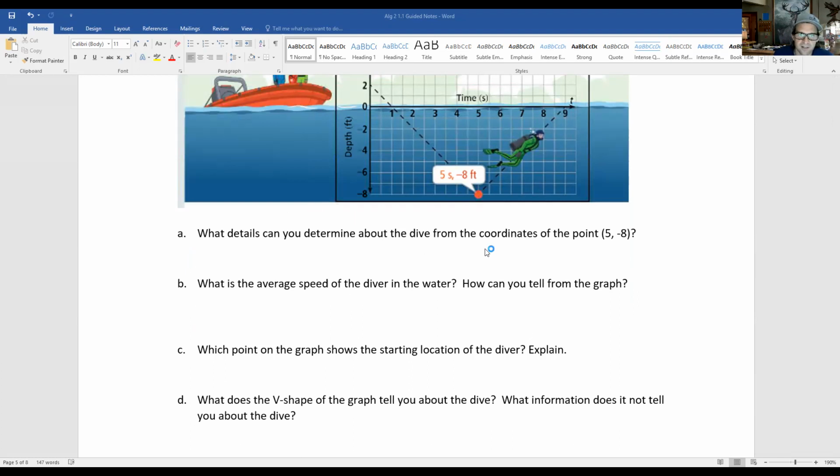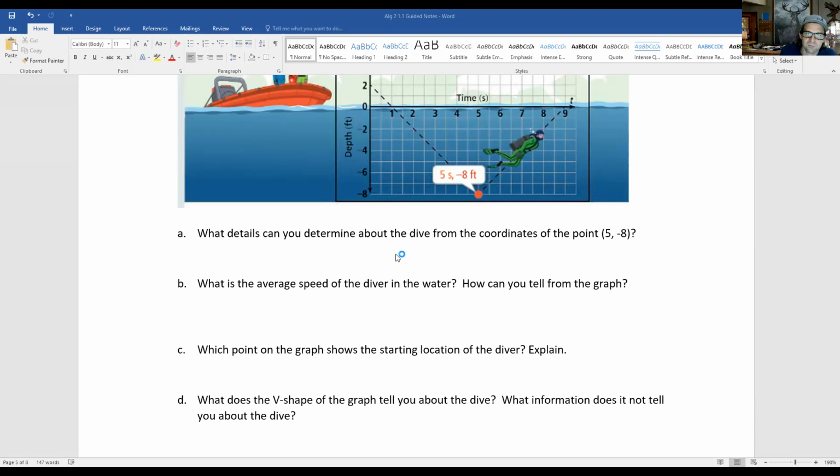All right, so what details can you determine about the coordinates at 5, -8? So there's a lot of different things we could write here. I'm going to put at 5 seconds, that's the lowest point. So at 5 seconds, she's at the low, or equals a low of 8 feet below.